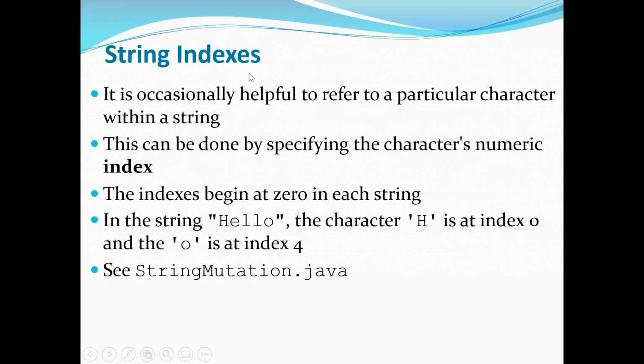And we have something called string indices. The string indices are the position of each character or symbol of the string. It's occasionally helpful to refer to a particular character within a string. This can be done by specifying the character's numeric index. Indices always start from 0. For example, with HELLO, the index of H is 0, E is 1, L is 2, the other L is 3, and O is 4. So the index is from 0 to 4, and the number of characters is 5.